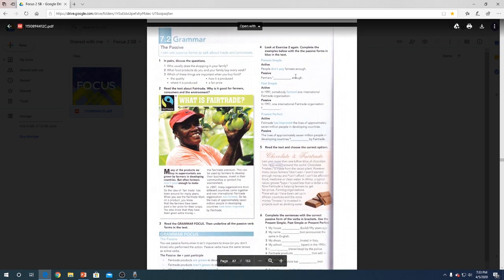In exercise number 4, look at exercise 2 again. Complete the examples below with the passive forms in blue in the text.